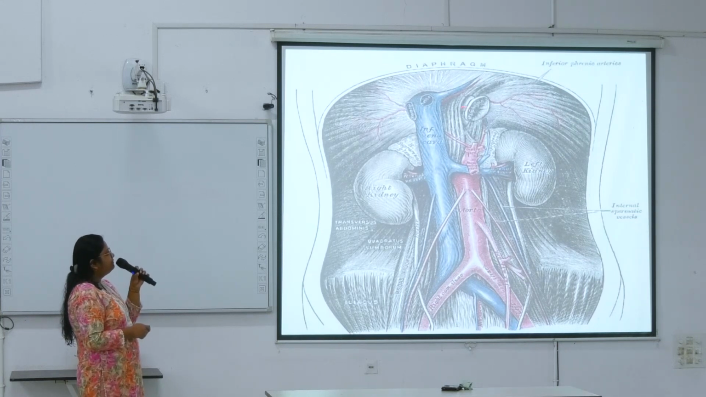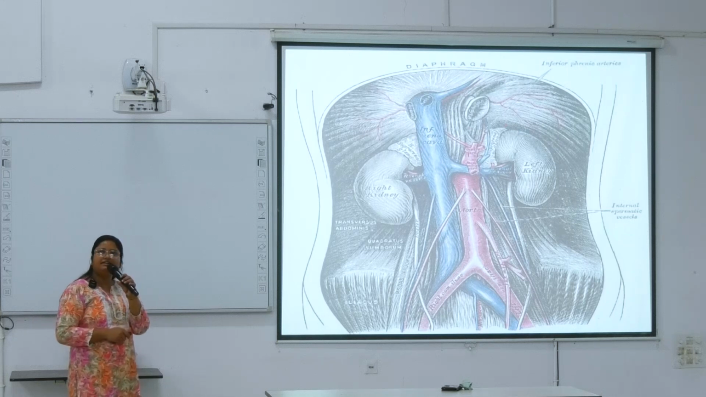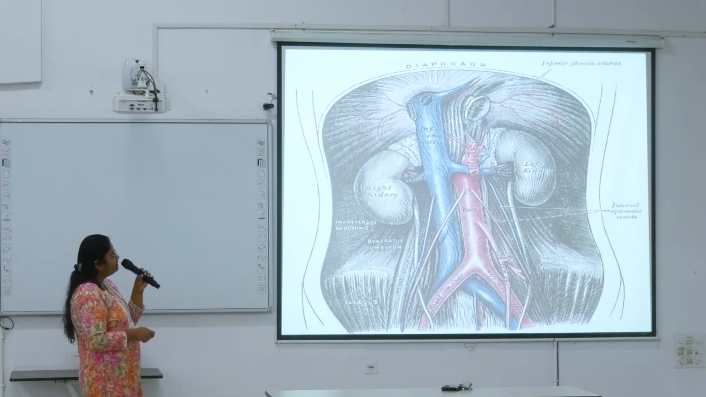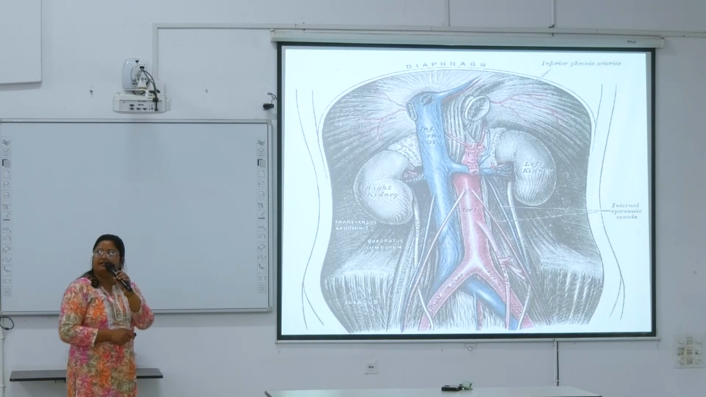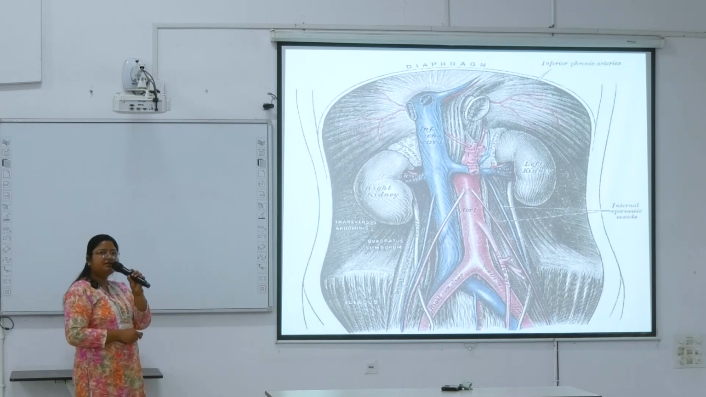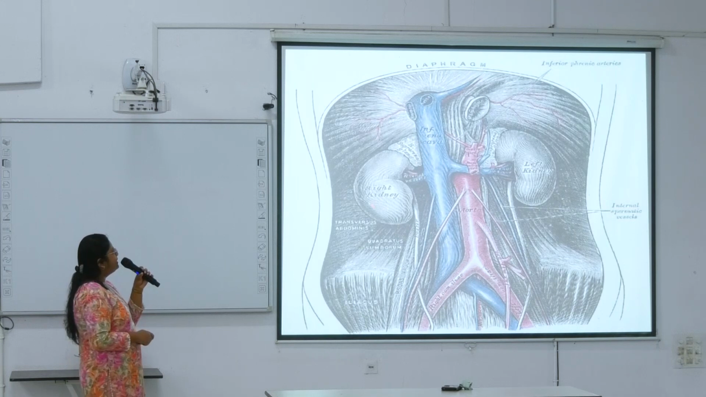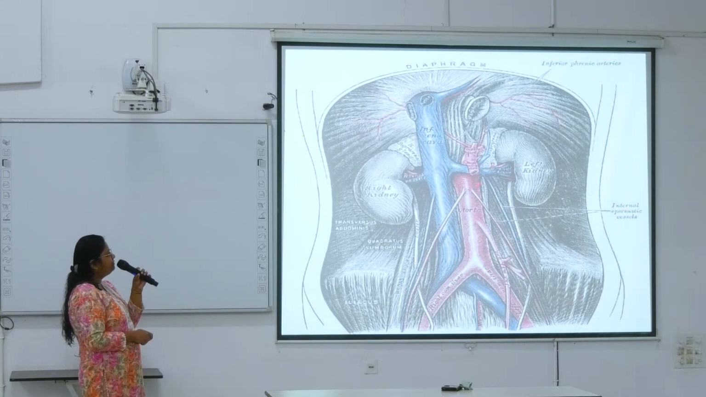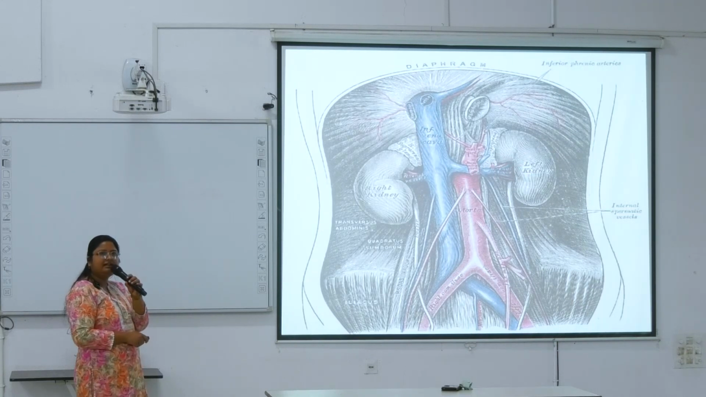From the inferior phrenic artery, one suprarenal artery arises. See, these are the two kidneys. Here is the suprarenal gland. The superior suprarenal artery is a branch of the inferior phrenic artery. The middle suprarenal artery is a direct branch from the abdominal aorta, and the inferior suprarenal artery is a branch from the renal artery. See, here the renal branches are being given to the kidneys. Posterior to the vein lies the renal artery.